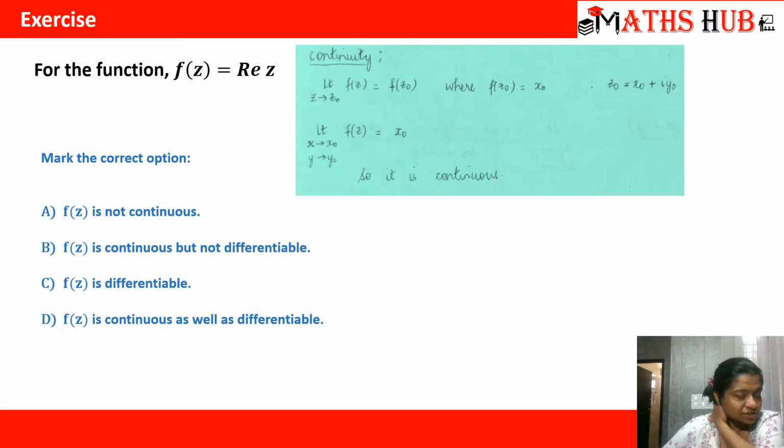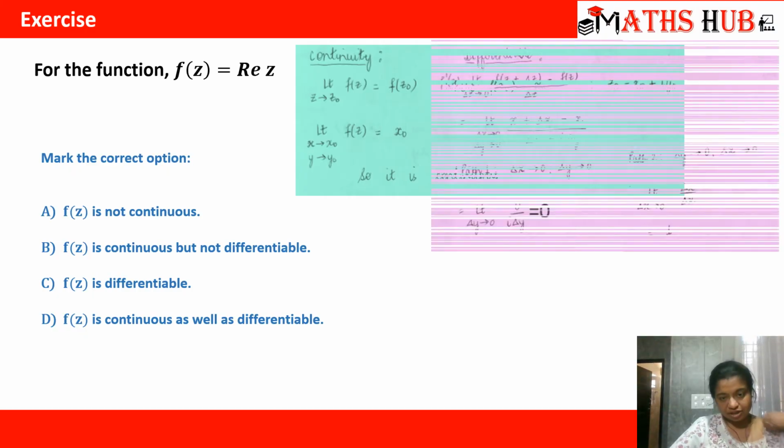So as z approaches z naught, that means x will approach x naught and y will approach y naught. f of z is the real part of z, which will be x. So on taking this limit, the real part x will become x naught, and hence it is the same as the value of the function at the point x naught, right? So thus it is a continuous function.